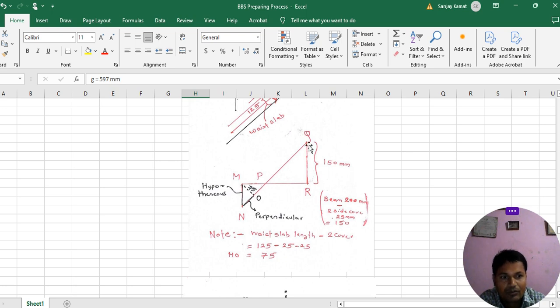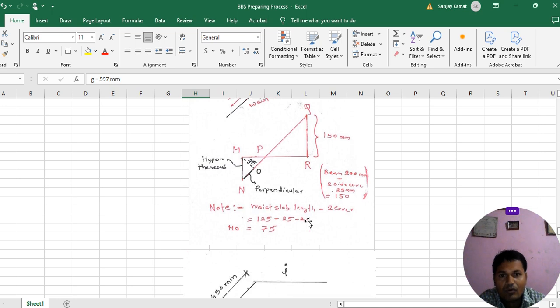Then what will you do? This side will be 150 mm, and MN will be the hypotenuse, and this MO will be 75 mm, and this will be the perpendicular. So now the waist slab length will be minus 2 covers. The waist slab will be 125 mm minus 25 minus 25. Hypotenuse, now 75 mm. And the beam is how much? The beam is 200 mm, so minus two side covers, it will come to 150 mm. It is already given here also.